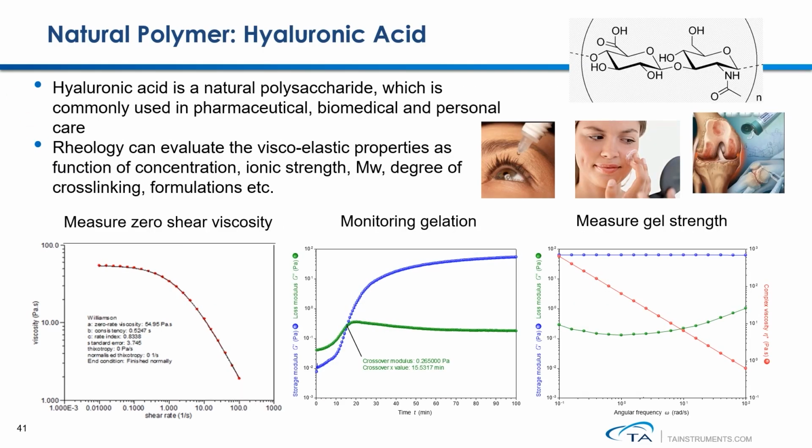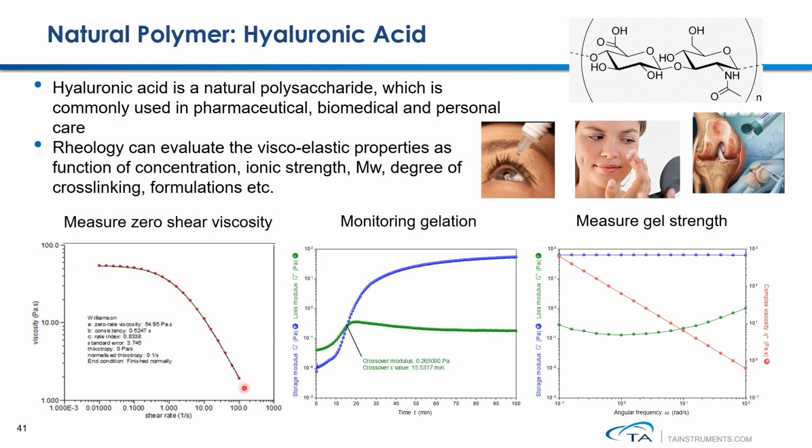Here is a case study of using rheology to study the viscosity and viscoelasticity property of a hyaluronic acid solution or hyaluronic acid gel sample. Hyaluronic acid is a natural polysaccharide polymer, which is commonly used in pharmaceutical, biomedical, and personal care industries. Rheology can be used to quantitatively evaluate the viscosity and also viscoelasticity properties of this hyaluronic acid solution or gels. First of all, hyaluronic acid is water-soluble. You can make a water solution of hyaluronic acid sample and study its viscosity behavior.